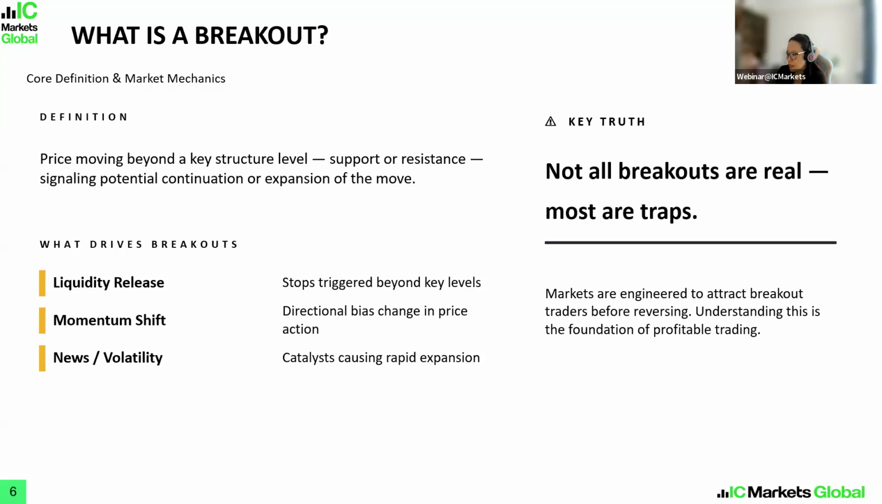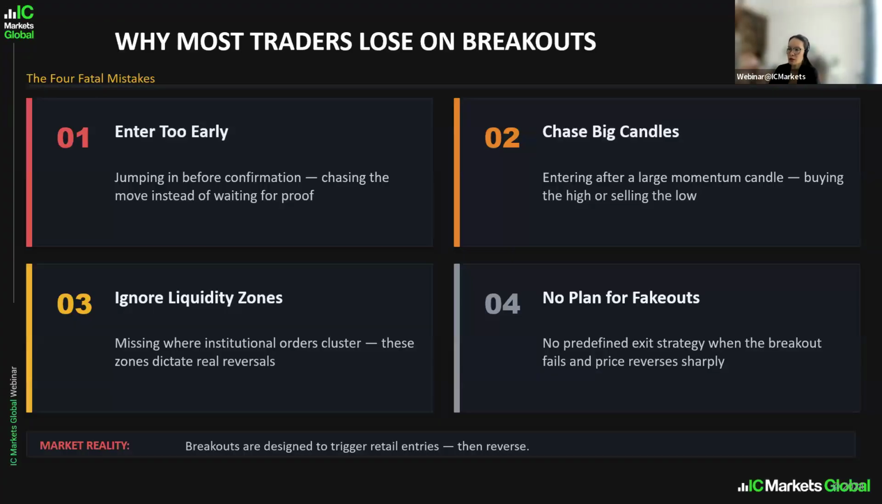So the market uses that energy to attract breakout traders before reversing. Understanding this is the foundation of a profitable trader. And why do most traders lose on the breakout? One, it could be because you entered too early, jumping in before confirmation, chasing the move instead of waiting for proof. Second, chasing the big candle, entering after the last momentum candle, buying the high or selling the low.